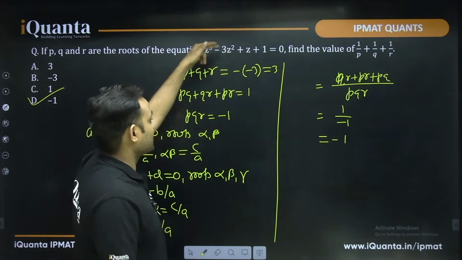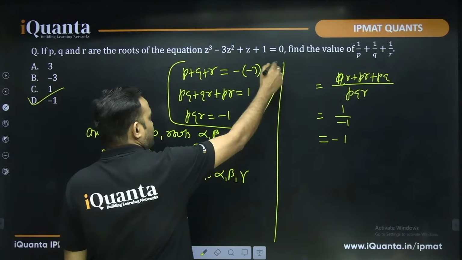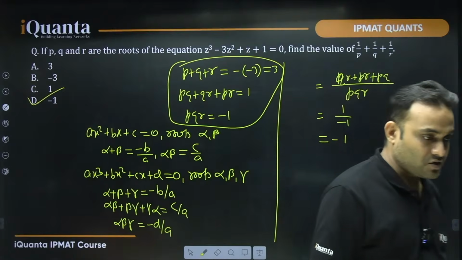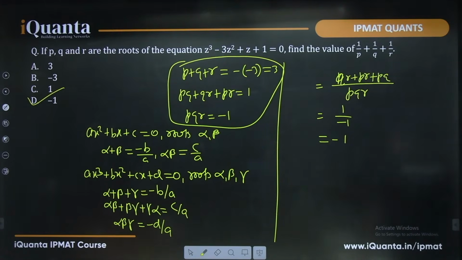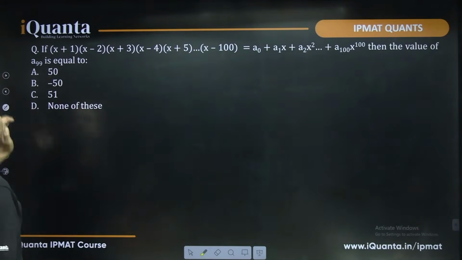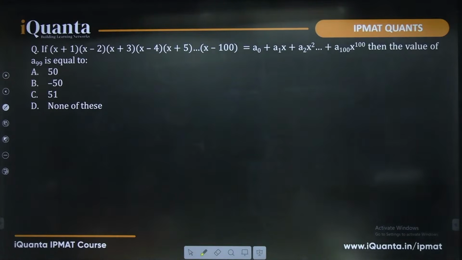So this is the equation. P, Q, R are the roots. So this is what we can observe. From there you need to use this, that's it. Okay? Chalo. Let's try the next one, on the similar concept. Very good question.